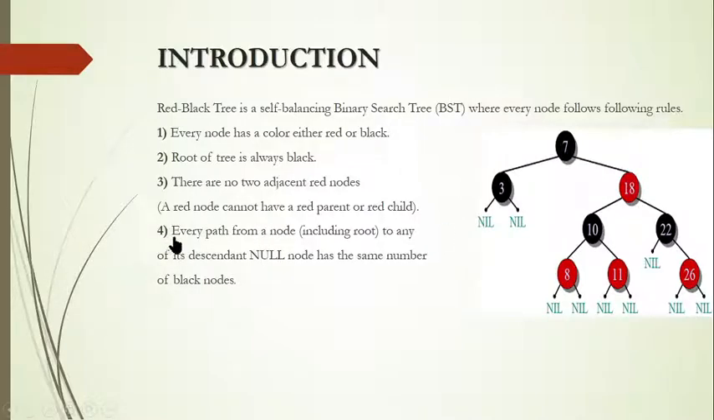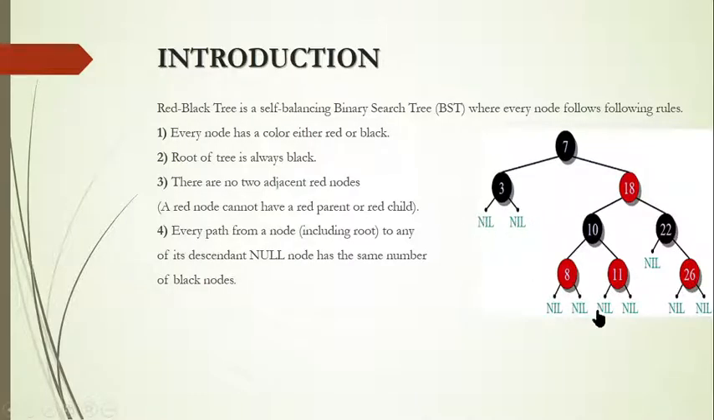And fourth point, every path from a node, including root, to any of its descendant null node. You can see these are the null nodes. The last node we call a null node. See the descendant paths: from 7, 3 left nil, from 7, 3 right nil, 7, 18, 10, 8 left nil, 7, 18, 10, 8 right nil. Likewise 7, 18, 10, 11 left, 7, 18, 10, 11 right, 7, 18, 22 left, and 7, 18, 22, 26 right. So there are a lot of paths over here.